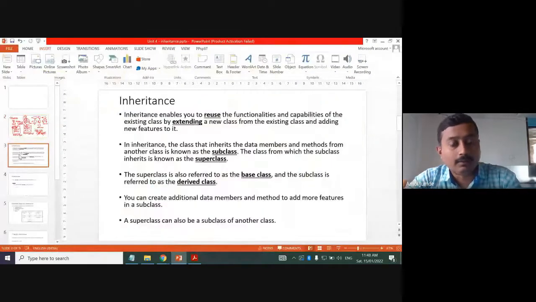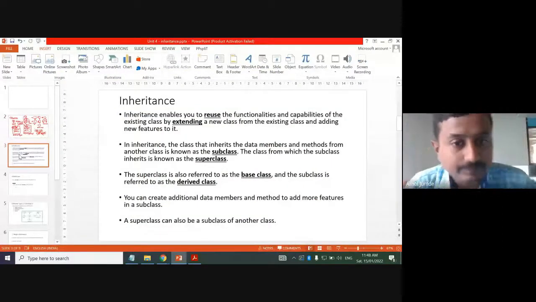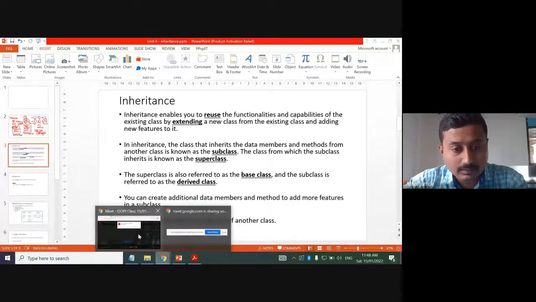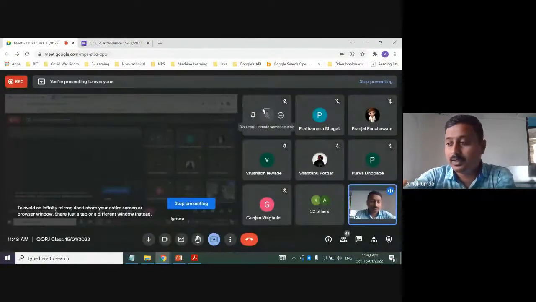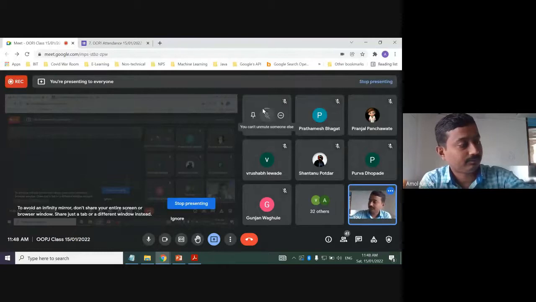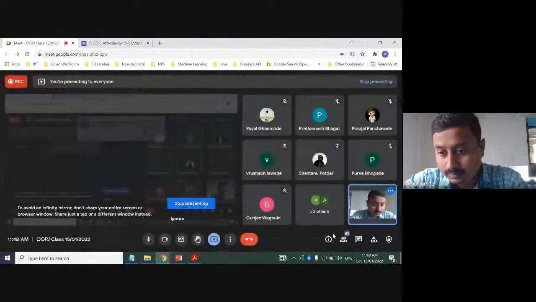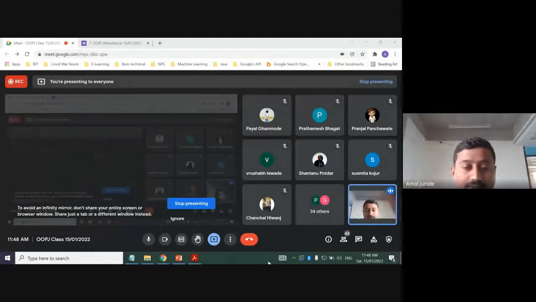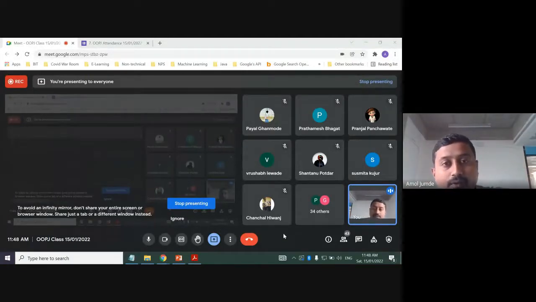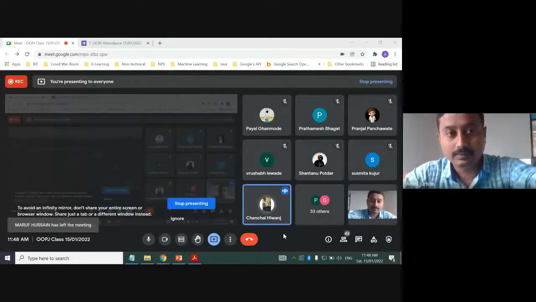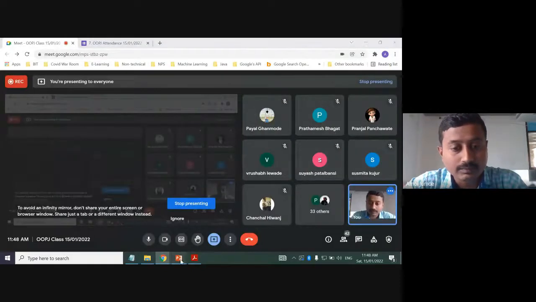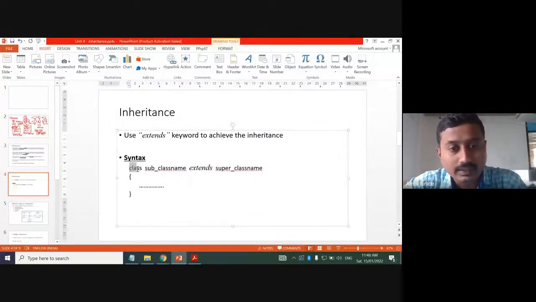Now, what do we achieve by inheritance? Anyone? Reusability, right? Am I audible? Yes, sir. Okay, we achieve reusability. And which keyword do we use for inheritance? Extends, right? Okay, so we are trying to write our code just like an English statement, right?